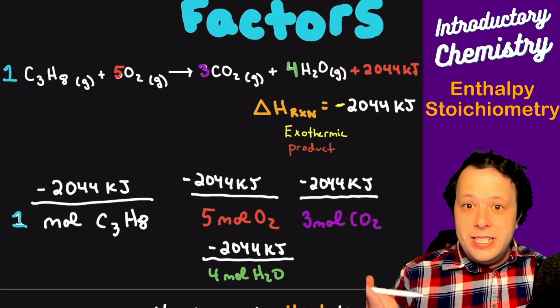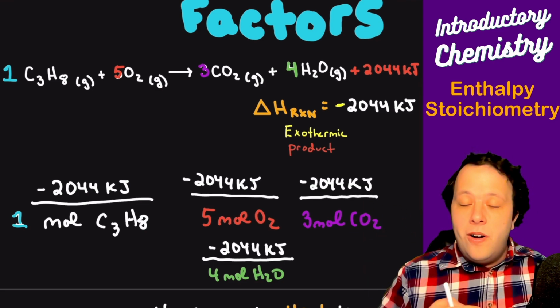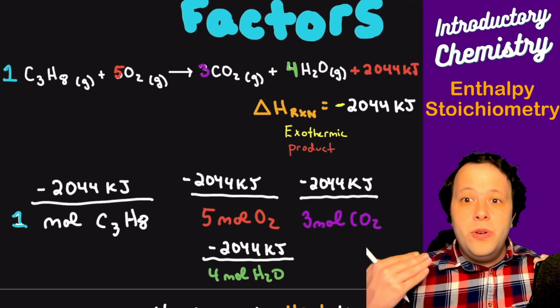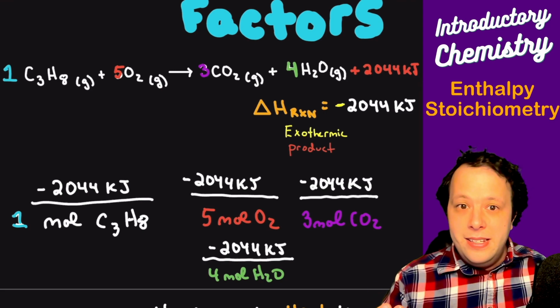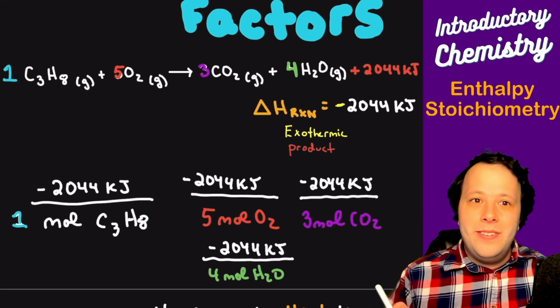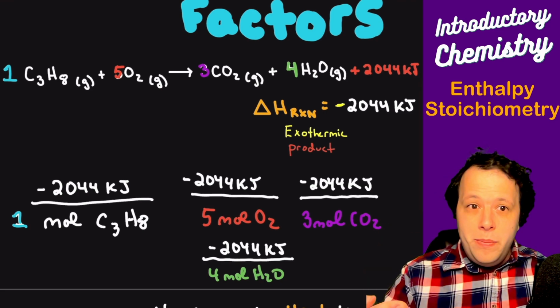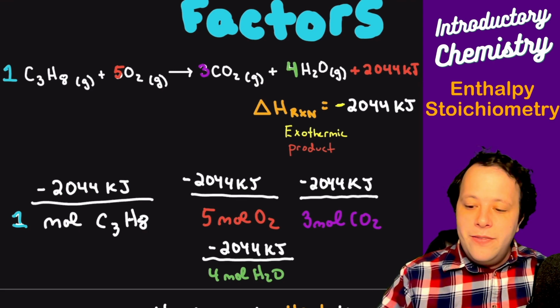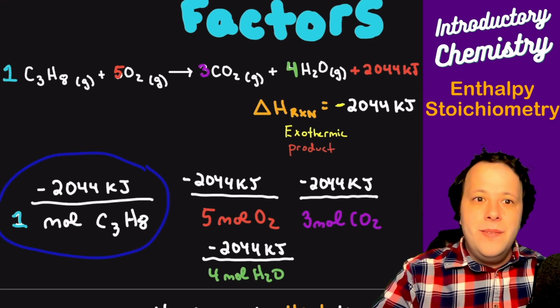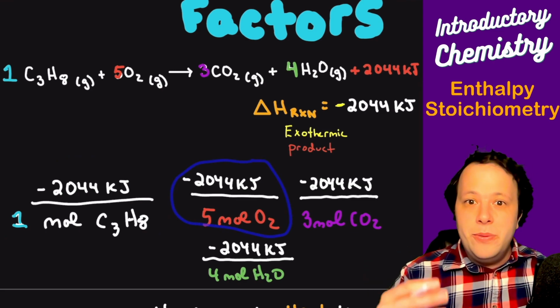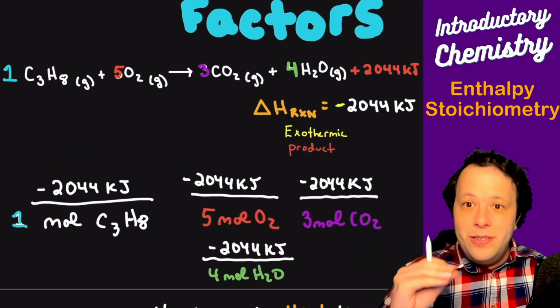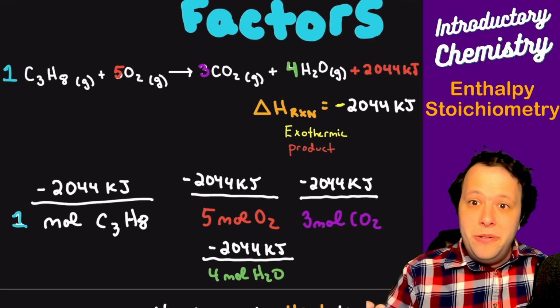So all of these terms, all 4 of them, are available to you. Now, which one do you use? It depends on the problem that's being presented to you. So if you're being given, let's say, the mass of propane, you would use the first term over here. If you were given, let's say, maybe the mass or moles of oxygen, you would use the middle one, and so forth. You have to read the problem carefully, which we're going to show in our next example.